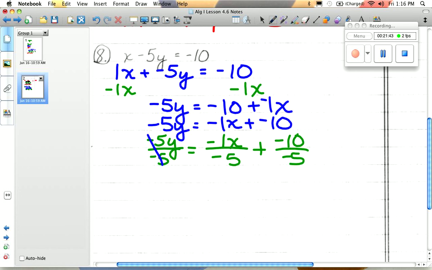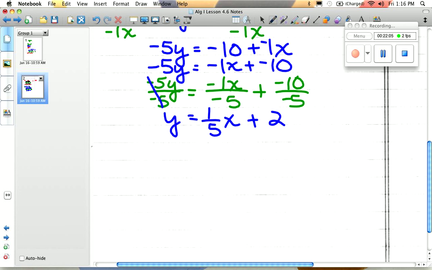We have y equals, negative divided by a negative is a positive, 1x divided by 5 is 1/5 x. Remember that x when it's upstairs can just come out like that? And then plus what? 2. Positive 2 or negative 2? Positive 2. A negative divided by a negative is a positive.